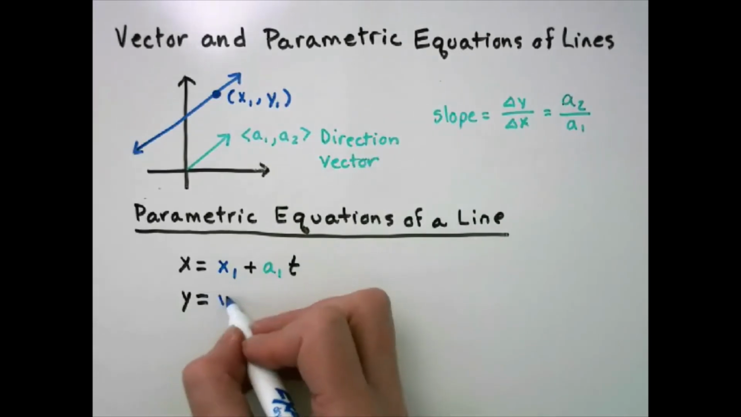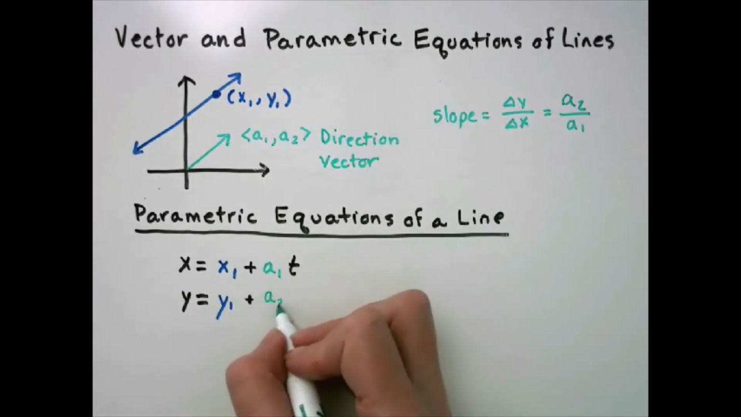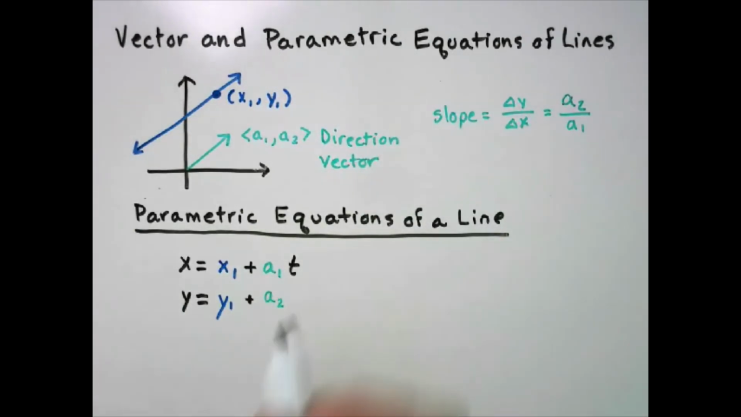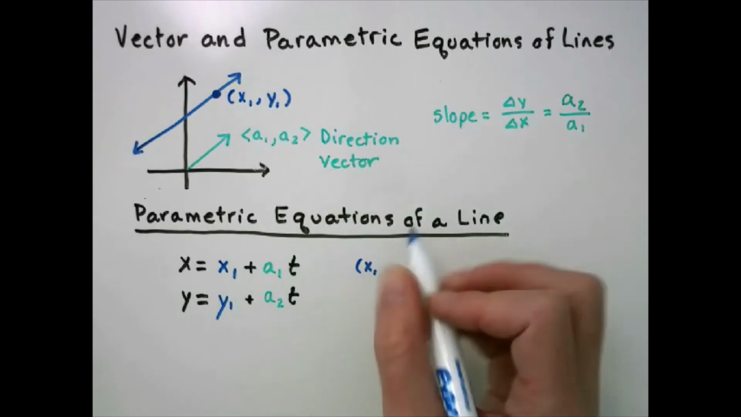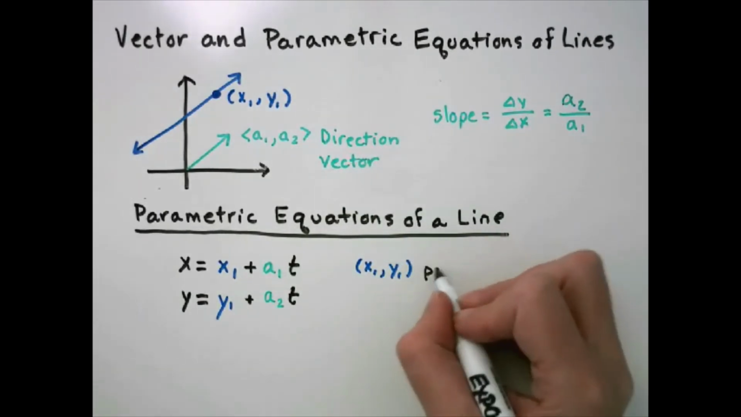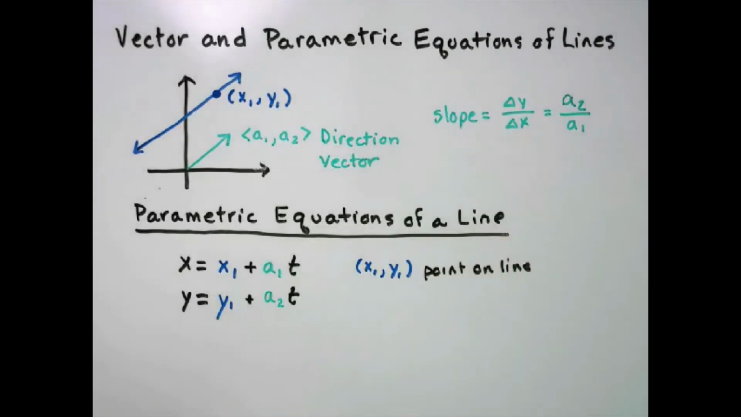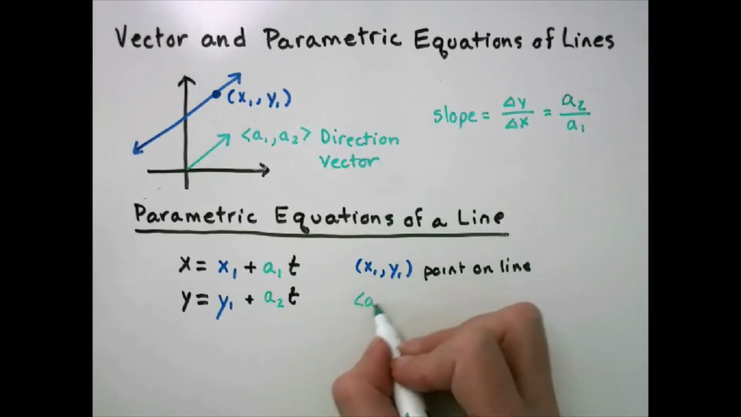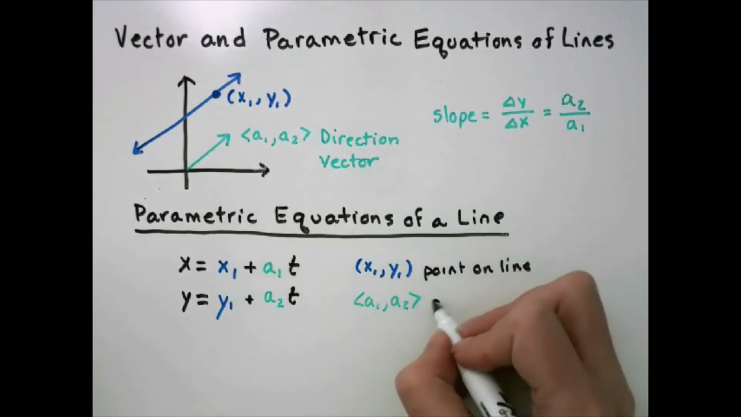For y, we're going to take the y coordinate that we know and add our change in y. Okay, so just like the last one, x1, y1 is our point on the line. And a1, a2 is our direction vector.